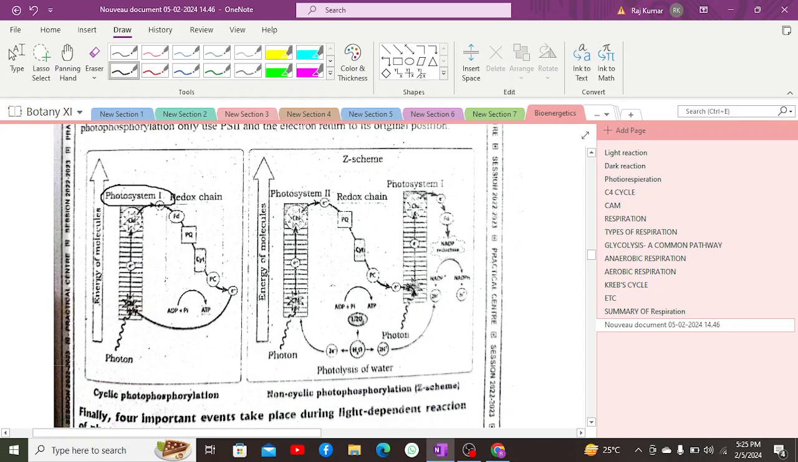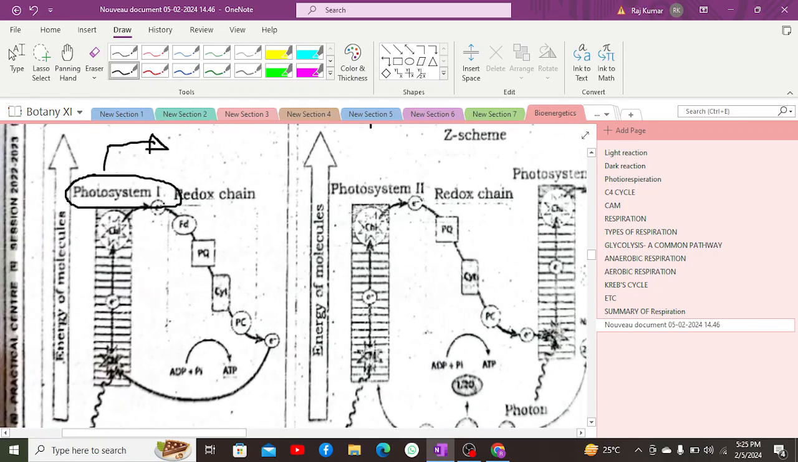Photosystem 2 is absent, and this process occurs in stromal thylakoid, because in stromal thylakoid only photosystem 1 is present. Non-cyclic photophosphorylation occurs in granal thylakoid, because both photosystem 2 and 1 are present there. Now, photosystem 1 has a characteristic.